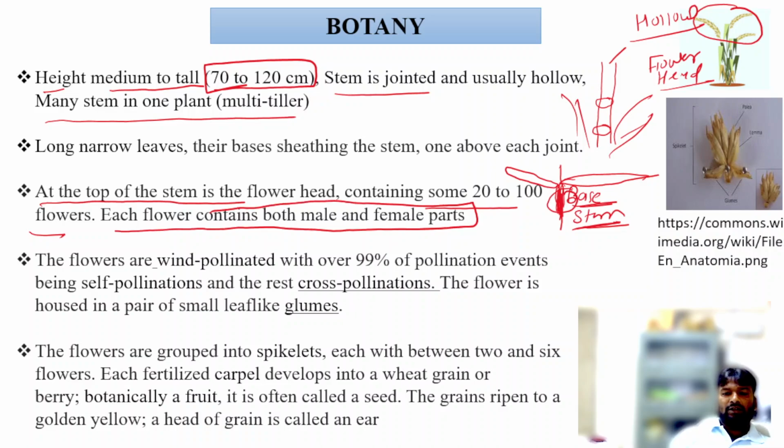तो अभी तक हमने क्या पढ़ा, एक तो 70 to 120 centimeter, stem is jointed, usually hollow, and many stems in one plant, sometimes multi-tillers, long narrow leaves, and their base sheathing the stems, means they are covering or protecting the stems, one above each joint. At the top of the stem is the flower head, it contains 20 to 100 flowers, and each flower contains both male and female parts. अगर मेल और फीमेल फ्लावर्स हैं, then mostly self-pollination takes place.